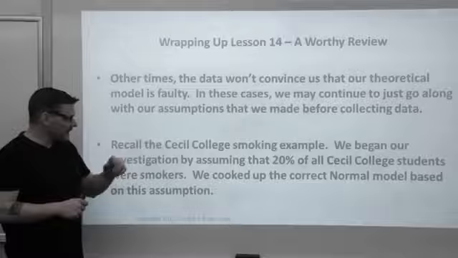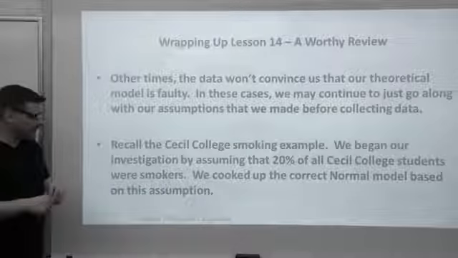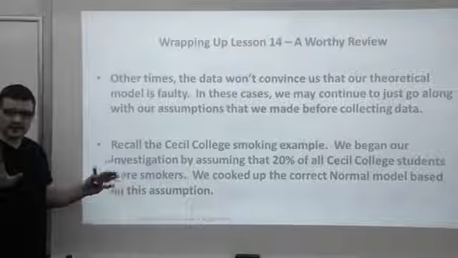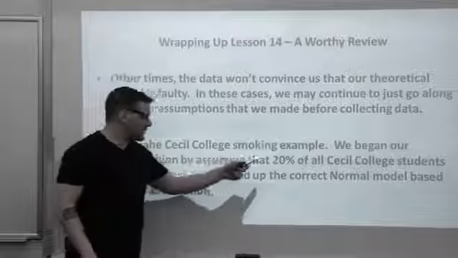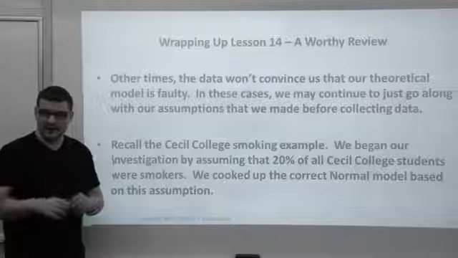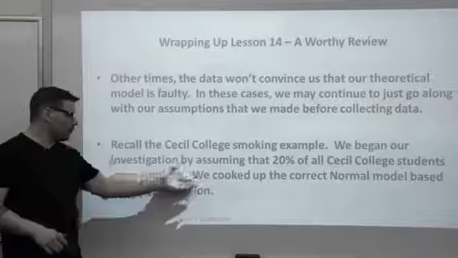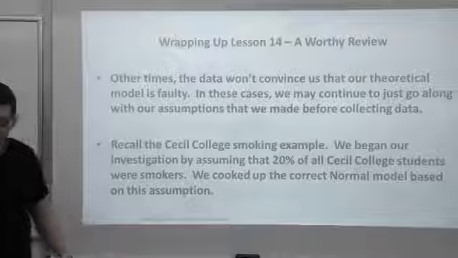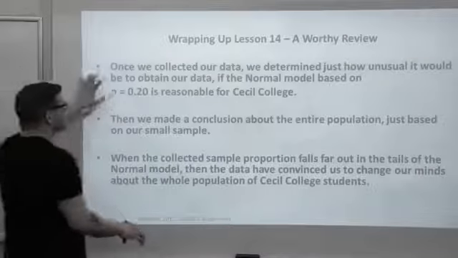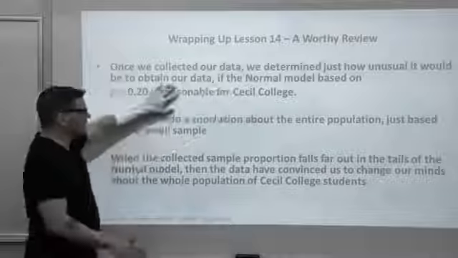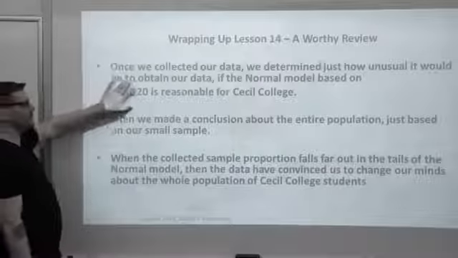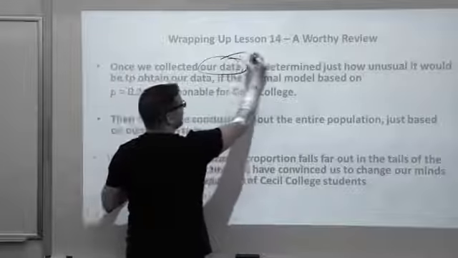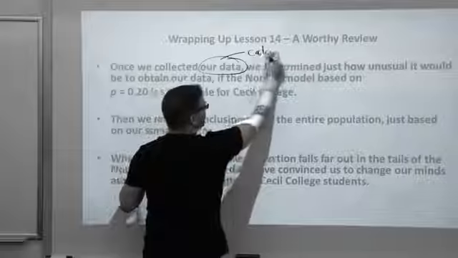Recall the Cecil College smoking example. So we open the unit with this one. We began our investigation. We assumed that 20% of the students here were smokers. And the 20% came from the national figure because 20% of people are smokers. We cooked up a normal model based on that 20%. Now we can go collect data to try to refute it if we think it's more than 20%. Once we collect our data, let's think of the whole process. We determine just how unusual it would be to obtain our data. And remember, in this unit, we're going to summarize our data, right, by calculating a p hat.